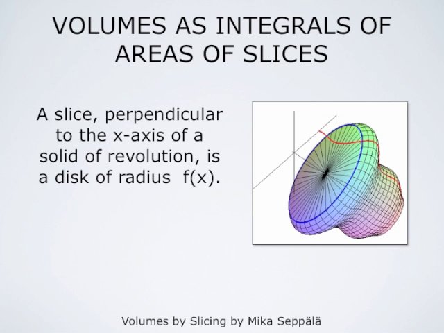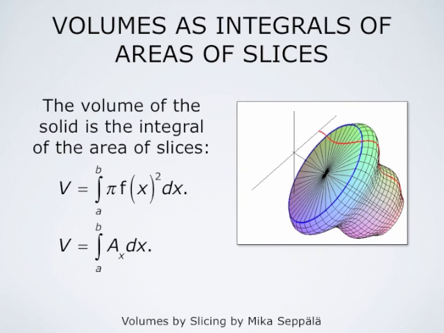Now consider the same solid of revolution and slice it with a plane perpendicular to the x-axis, intersecting the x-axis at the point x. Such a slice is a disk of radius f of x by the definition of this solid of revolution. And the area of such a slice is pi times f of x squared. So in this formula for the volume of the solid of revolution, we integrate from a to b pi times f of x squared dx, that is, we integrate from a to b the area of the slice.